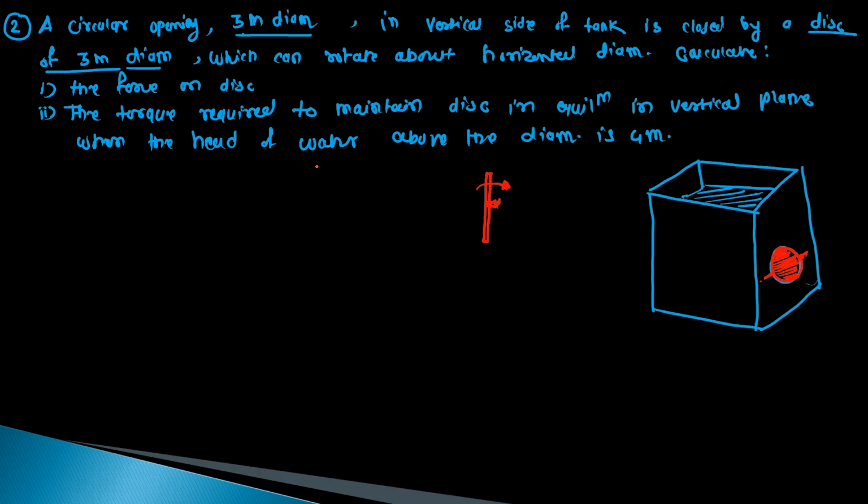Now what is the condition given? There is water up to 4-meter height from the center horizontal diameter. So this is the water level in the tank, and this is given as 4 meter. And we have to find out, first, the force on the disc, so this is the hydrostatic force or total pressure, and second, the torque required to maintain the equilibrium.